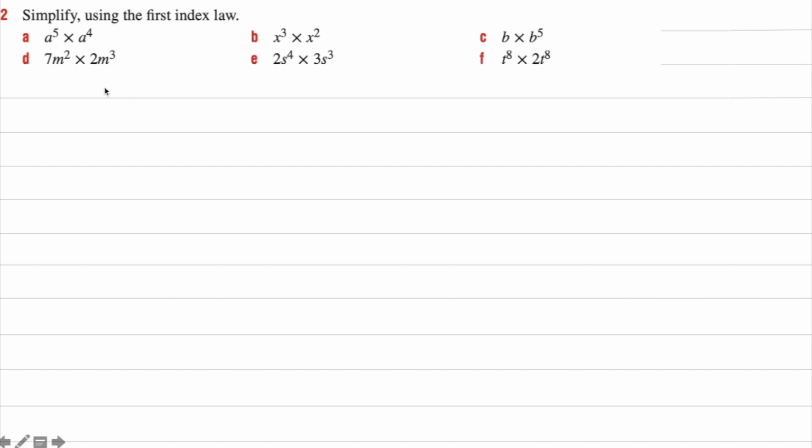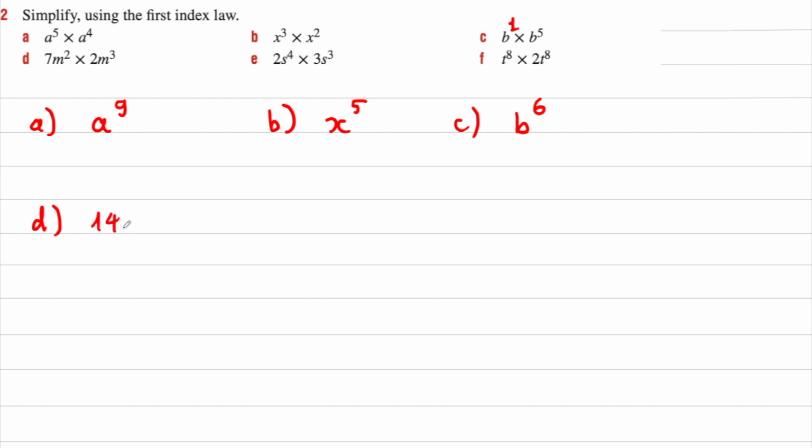So next exercise, question A. I think that's not too difficult. A to the power of 9. For B, you get x to the power of 5. For C, you get b to the power of 6, because here is 1. For D, you get the constant number 7 times 2 is 14, and m to the power of 5. Question E, you get 6 and s to the power of 7.